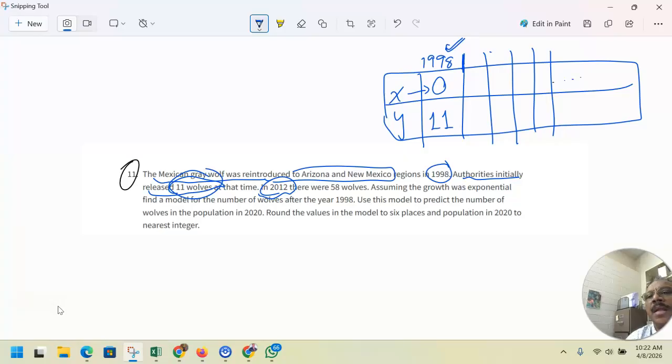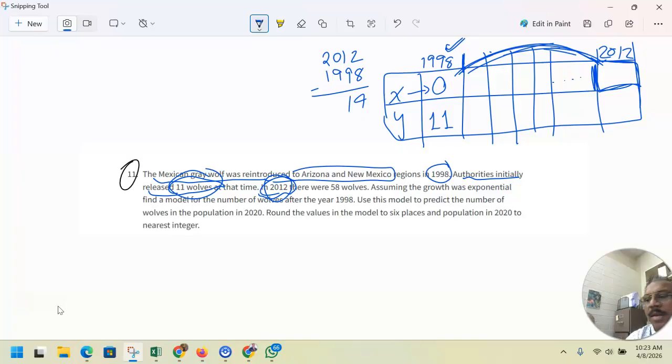If you go on, then in the year 2012, somewhere here, we need to know how many years have passed from 1998 to 2012. So what is that? How many years have passed? So we need to know this piece. You can see 2012 minus 1998. If you subtract, you get 14. So this is 14. When it is 14, the number of wolves was 58.